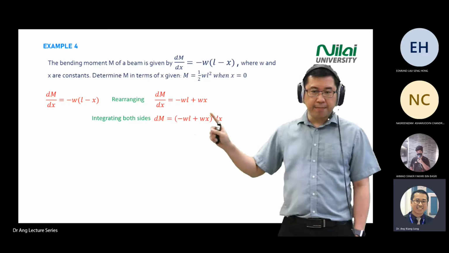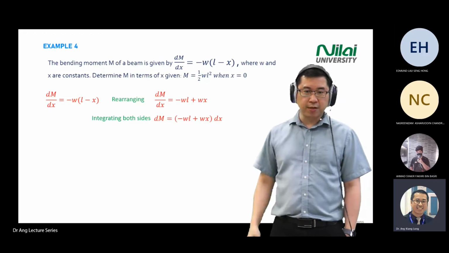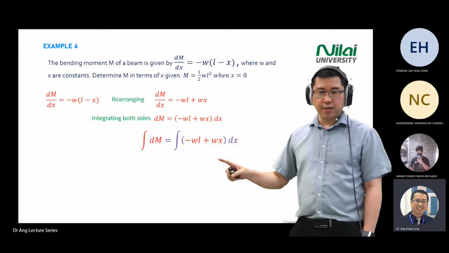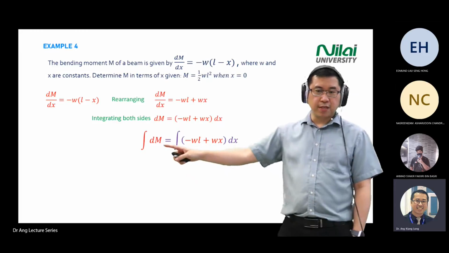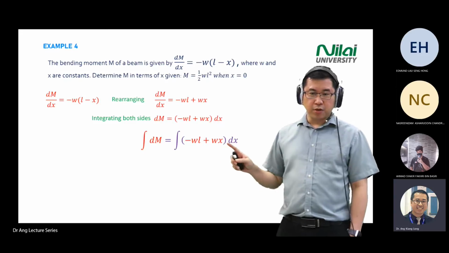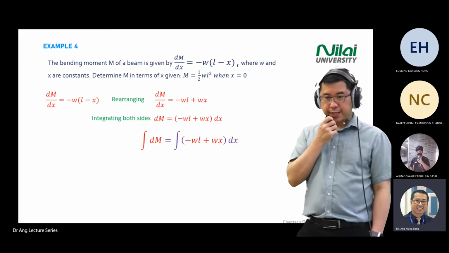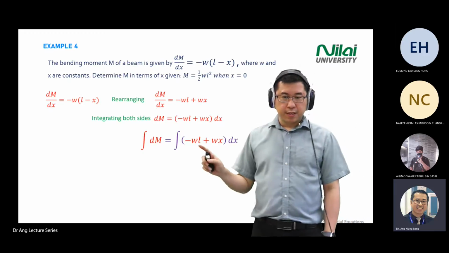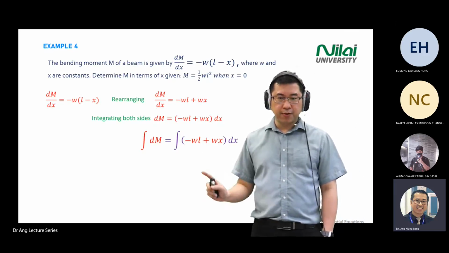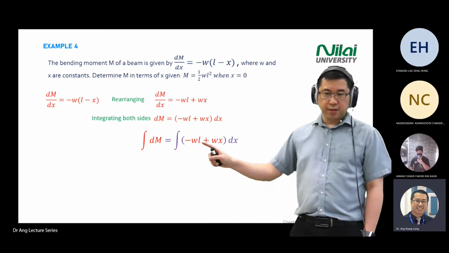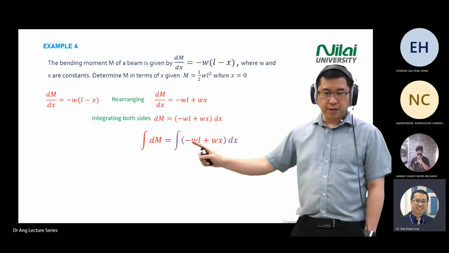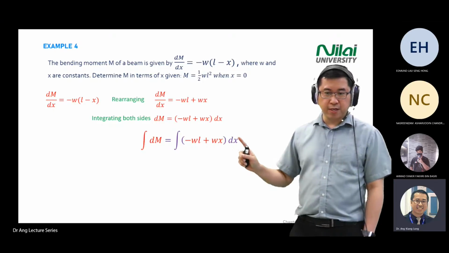When you see dM/dx, you know the next step is integration. So you put in integration on both sides. This one, you'll get M. This one, you'll integrate with respect to dx. Nizam, what do you get from the first integration here? You integrate minus WL dx, what do you get?